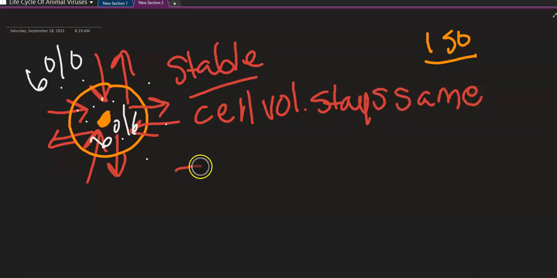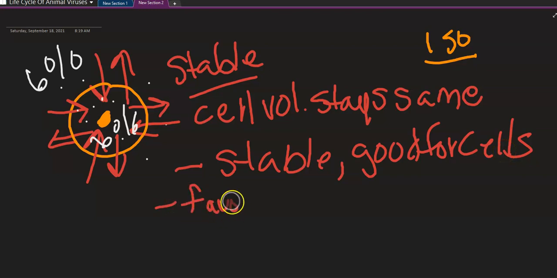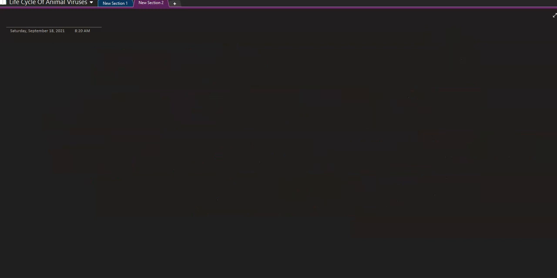So being stable is good for cells, okay? So this isotonic environment is good for cells. This is ideal. This is what they want. An example is that this is going to be favorable for things like parasites, right? Because we're eukaryotes. Parasites are eukaryotes. We are not having a cell wall. Most parasites are not going to have cell walls, okay? Oop, there should be an S in the word parasites. Sorry about that. Okay, so now we're going to look at changing conditions here, all right?